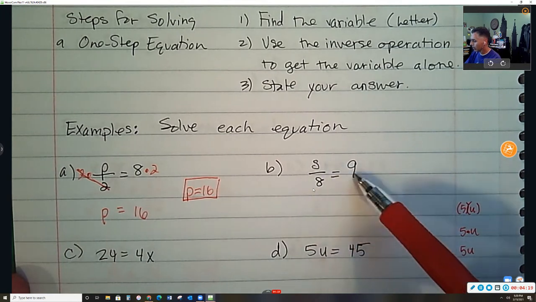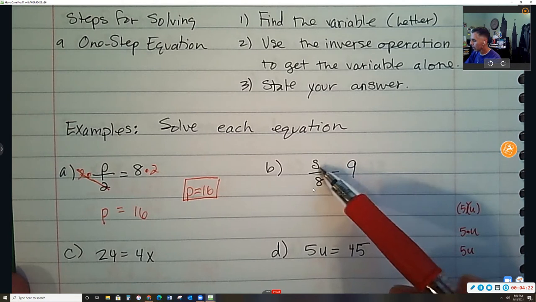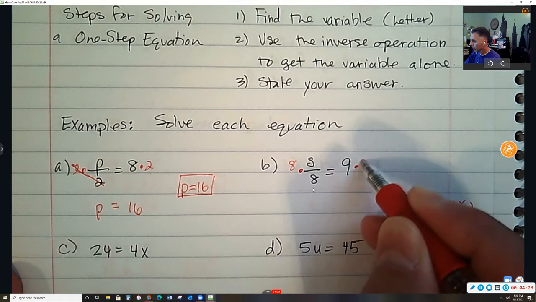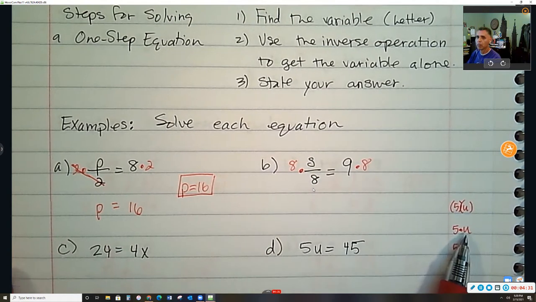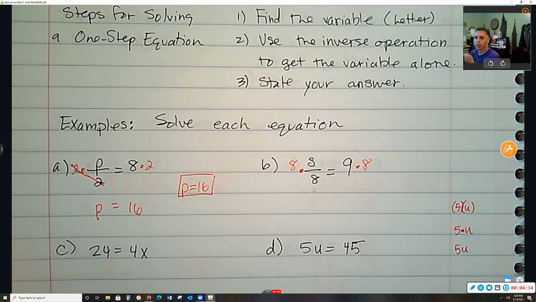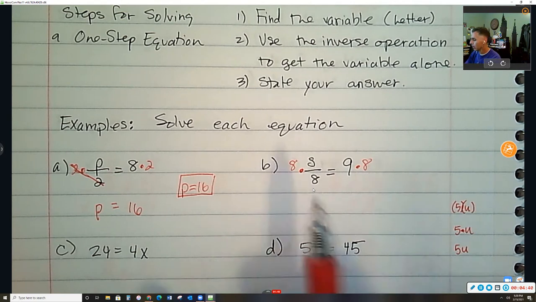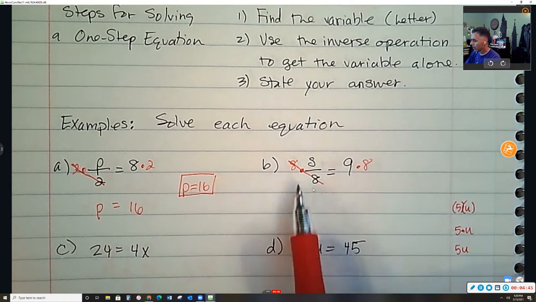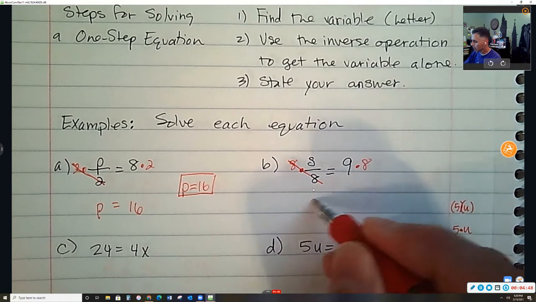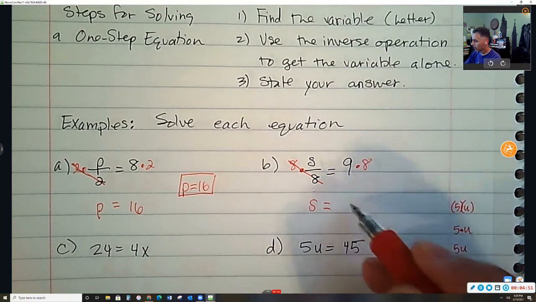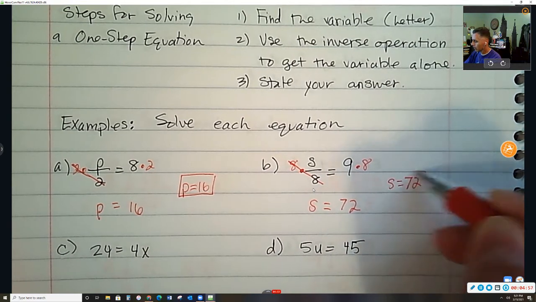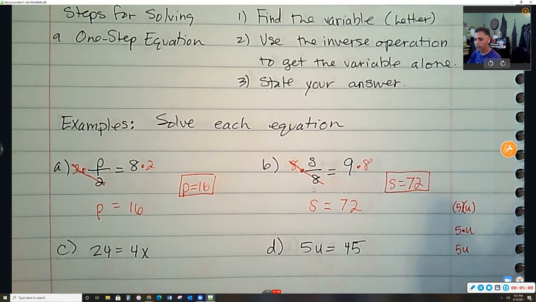S divided by 8 equals 9. So again, here's the letter. We're dividing the letter by 8. The inverse of divided by 8 is multiplied by 8. And I'm going to use the dot method. No more x's, because it'll get tricky and you guys will confuse it with the letter. And I don't want to use it as a letter no more. So again, you have divided by 8 and multiplied by 8. Those cancel. You're left with s on the left hand side, and then over here you have 9 times 8, which is 72. So I know my answer is s equals 72.